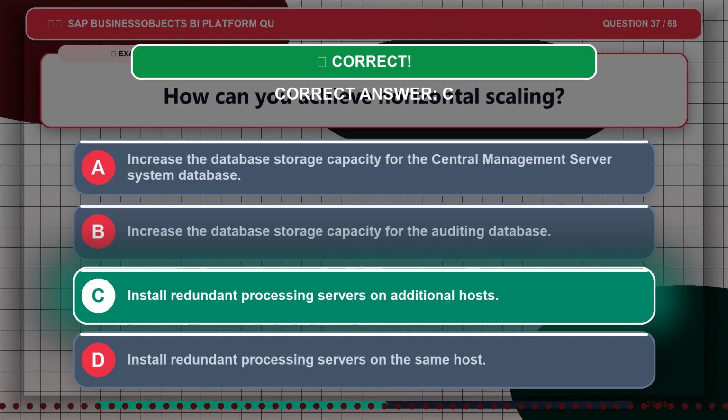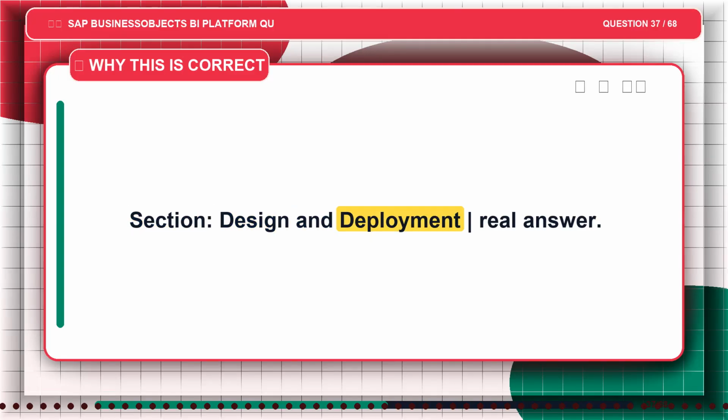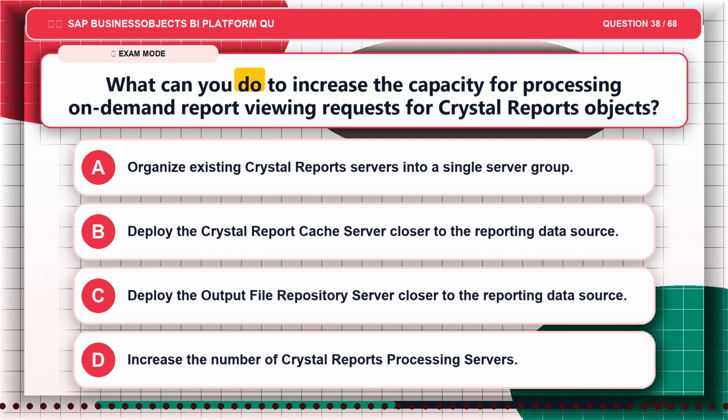The correct answer is option C, install redundant processing servers on additional hosts. Section, Design and Deployment. Real answer. Question 38. What can you do to increase the capacity for processing on-demand report viewing requests for Crystal Reports objects?